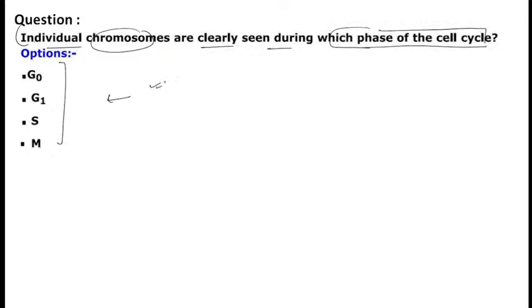Okay, next question. Individual chromosomes are clearly seen during which phase of the cell cycle? Everyone mark the answer for this. Again, very recently we discussed this in our crash course. So Arup, quickly mark the answers, and other students also quickly mark the answers. Take your time, read it properly and get the answer.